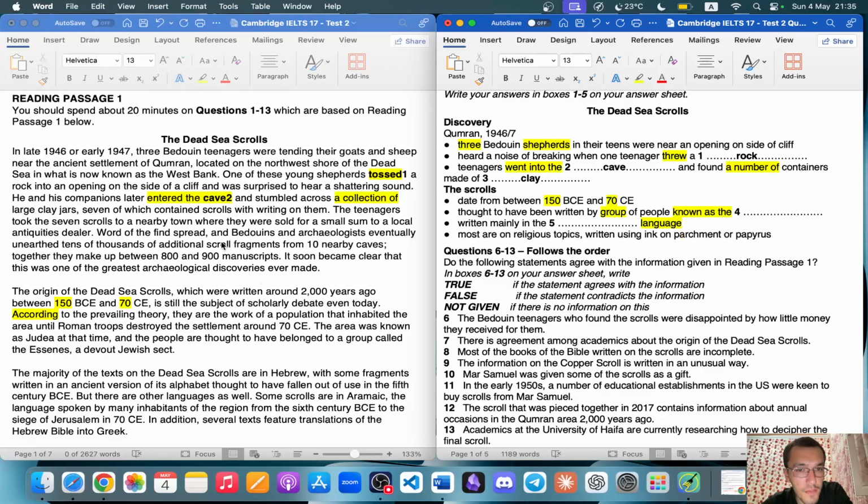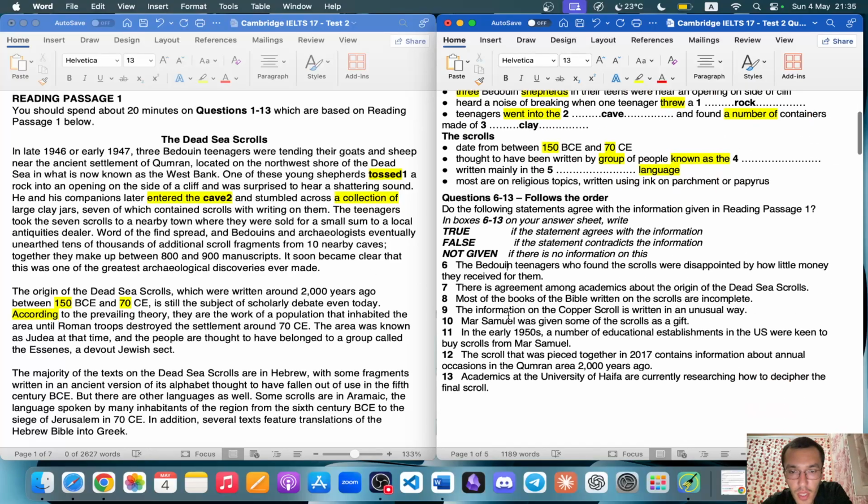The teenagers took the seven scrolls to a nearby town where they were sold for a small sum to a local antiquities dealer. So we think the Bedouin teenagers who found the scrolls were disappointed by how little money they received for them. The keyword here is disappointed. They were disappointed by how little money they received.